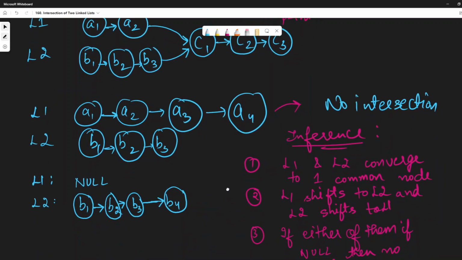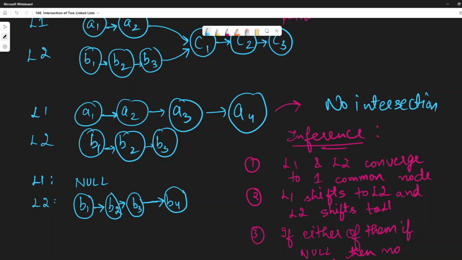That is the thing which I'm saying, and this is the thing for which we could use an algorithm. Now this one is about the edge case: if either of them is null, then no intersection is possible. It means this is null, so no intersection would be there. So these are all inferences which we could get from these examples. Now comes the coding part, how we are required to code it.